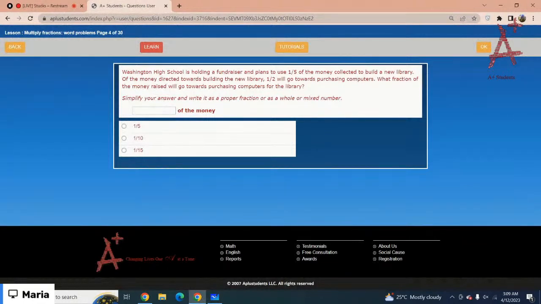Washington High School is holding a fundraiser and plans to use one-fifth of the money collected to build a new library. Of the money directed towards building the new library, half will go towards purchasing computers. What fraction of the money raised will go towards purchasing computers for the library? So you need to do 1 by 5 times 1 by 2. That would be 1 over 10. Very good. Just select the correct option and click on the OK button.